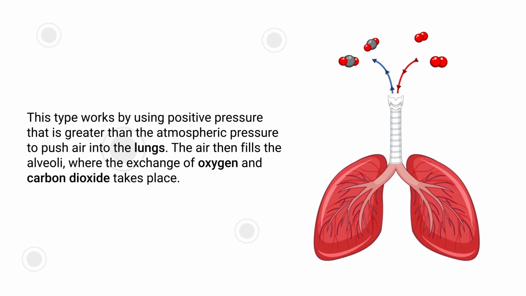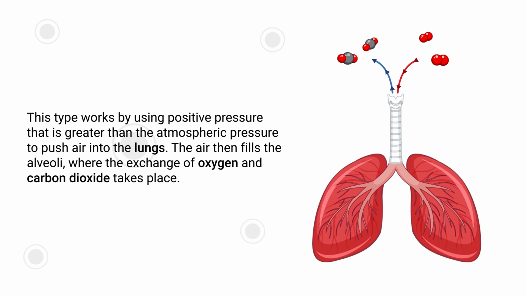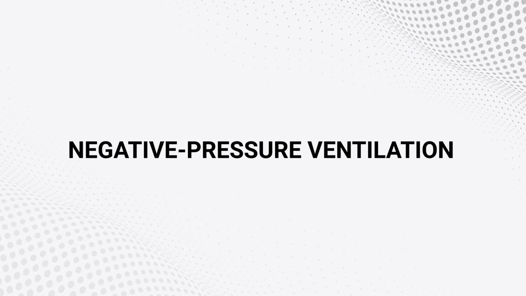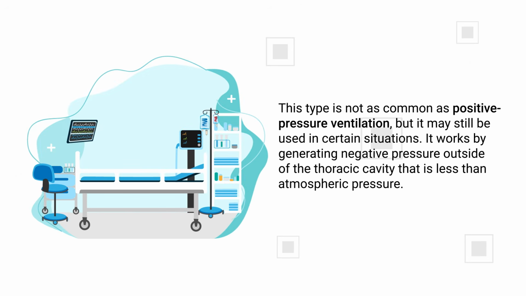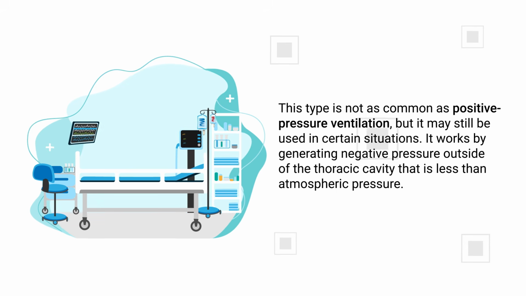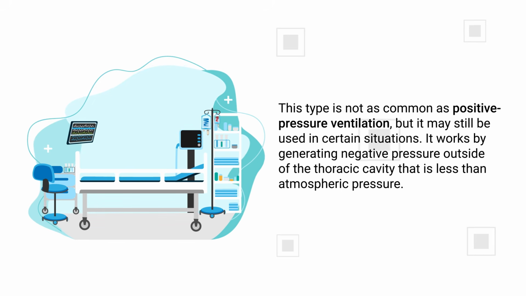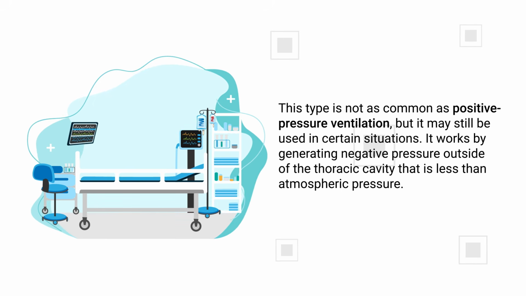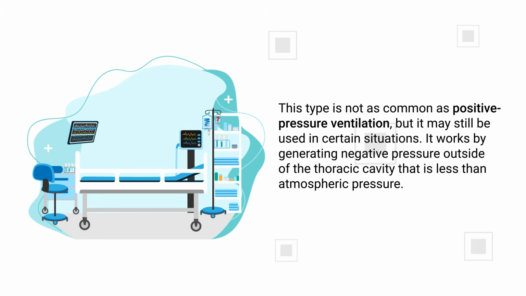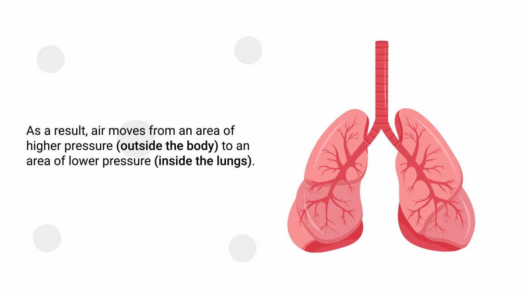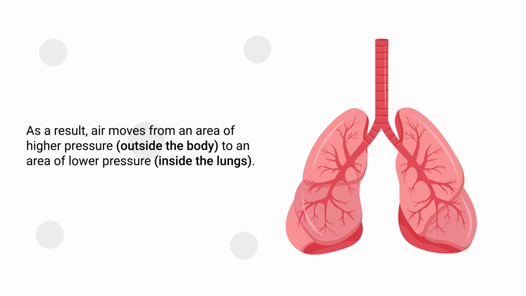This type works by using positive pressure that is greater than the atmospheric pressure to push air into the lungs. The air then fills the alveoli where the exchange of oxygen and carbon dioxide takes place. The next type is negative pressure ventilation. This type is not as common as positive pressure, but it may still be used in certain situations. It works by generating negative pressure outside of the thoracic cavity that is less than atmospheric pressure. As a result, air moves from an area of higher pressure, or outside the body, to an area of lower pressure, which is inside the lungs.